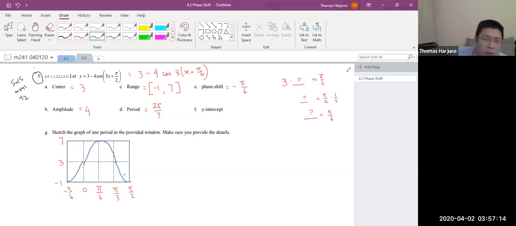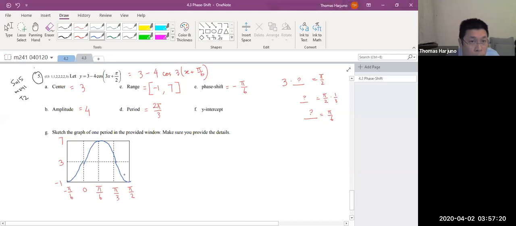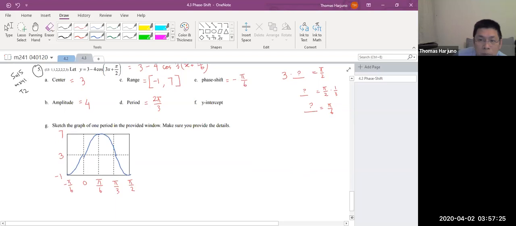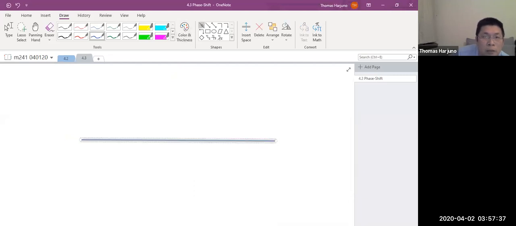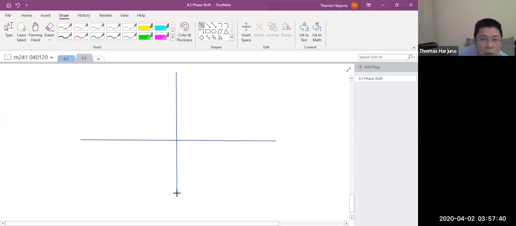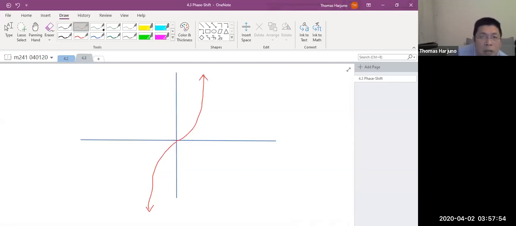Now, with the time I have left right now, I will go over the type of graph that I didn't go over before: the graph for tangent. Let's say that's the x-axis and this is the y-axis. The graph of tangent will look approximately like this, and it has asymptotes.